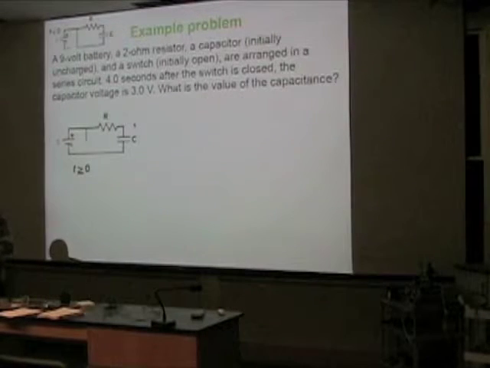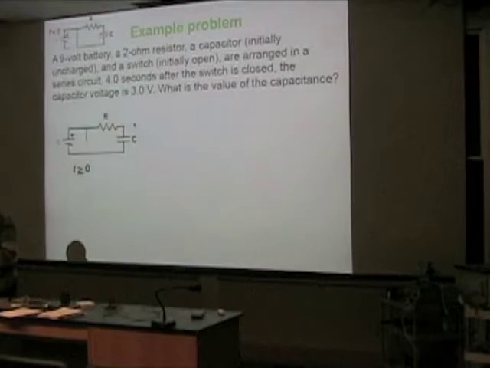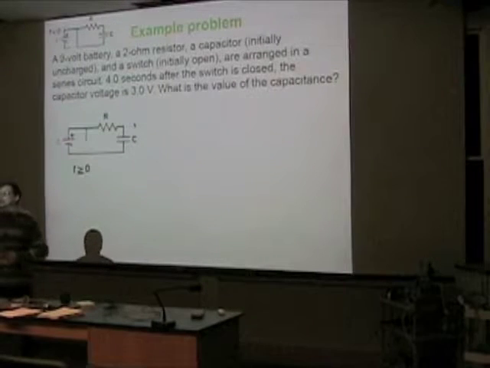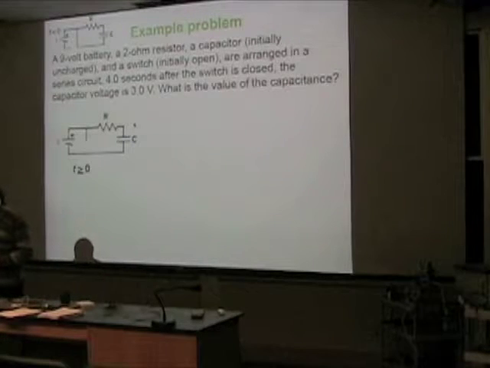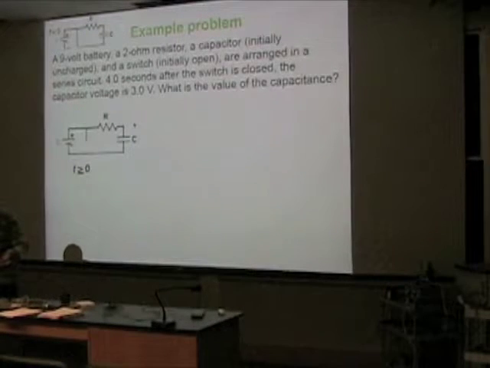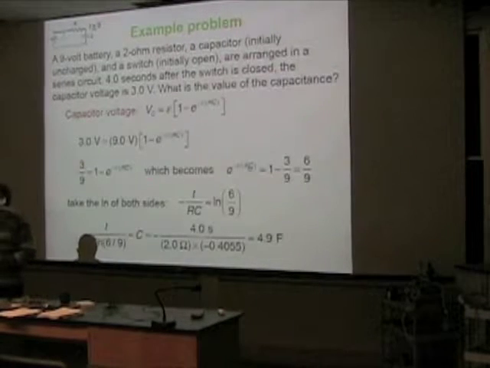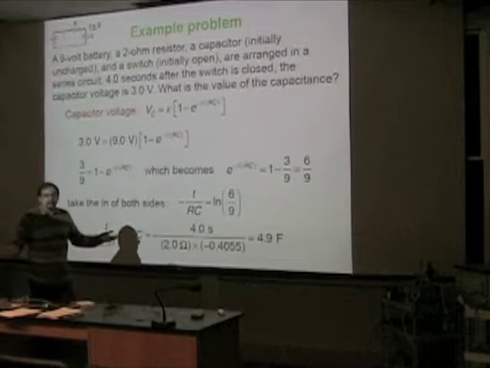Here, a 9-volt battery, a resistor, a capacitor, initially uncharged, and a switch. So the top picture shows your initial situation, and then we close the switch. And it turns out that if we wait for 4 seconds, the voltage across the capacitor becomes equal to 3 volts. So it was 0, now it's 3.